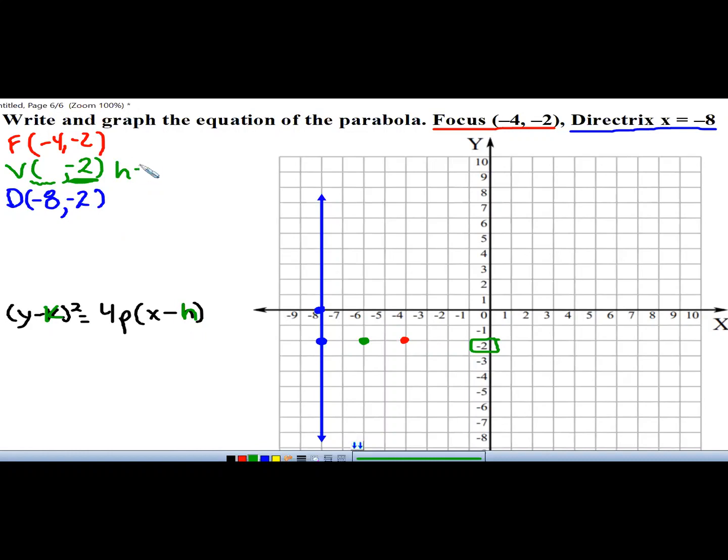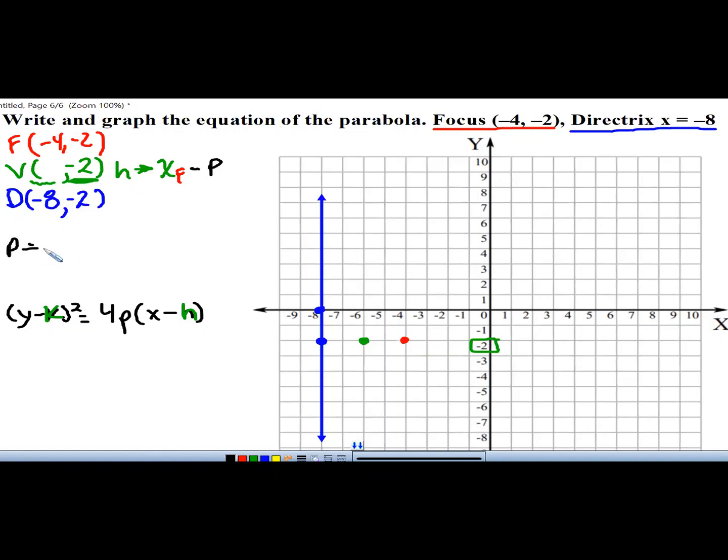How do we find h? How do we compute h? What's our formula? Avery. I don't know the formula for it, but you take the x for the focus and the x for the directrix. Close. x for the focus minus p. Yes, very close. So that is true. So that means we need to compute p.